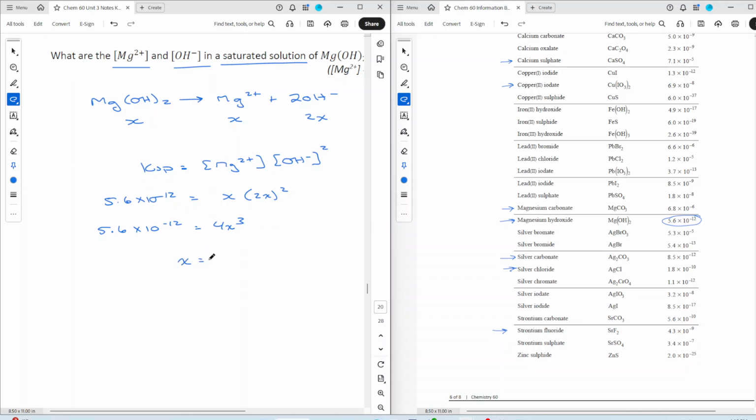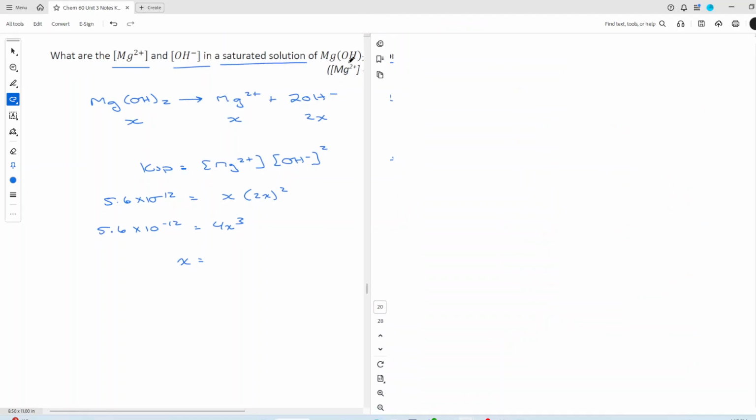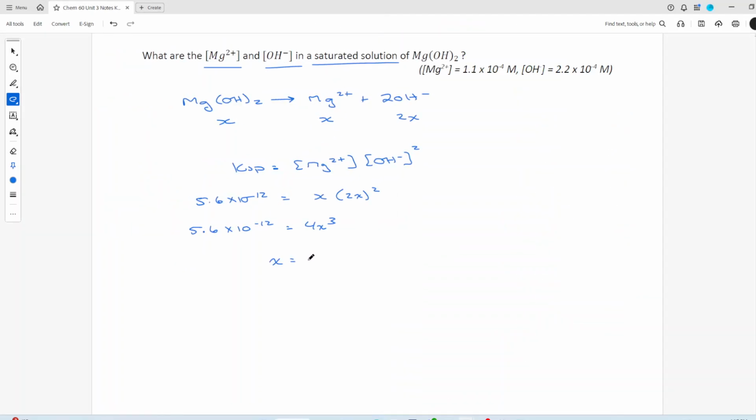So then to solve for x, I'm going to take that 5.6 times 10 to the negative 12. I'm going to divide by 4, and then I'm going to take the cubed root of that answer. That is going to give me, well, no, we're not at our final answer yet. So I'm going to get 0.000111868, so that I can say that the concentration of magnesium is just that. It is, to 2 sig figs, 1.1 times 10 to the negative 4.